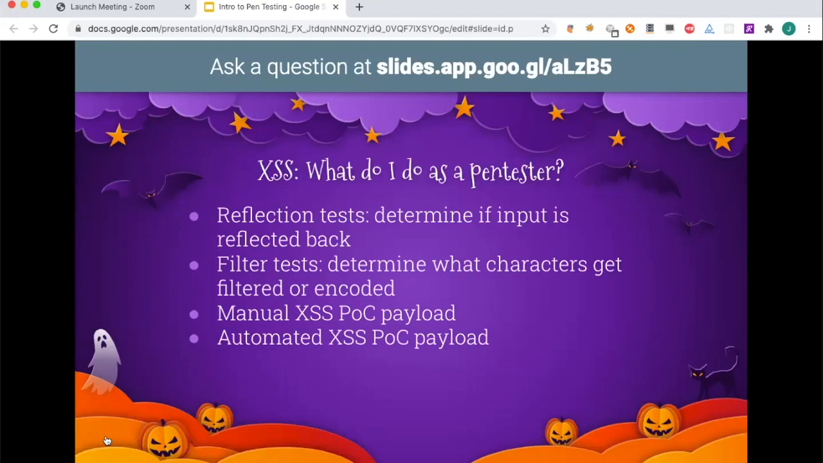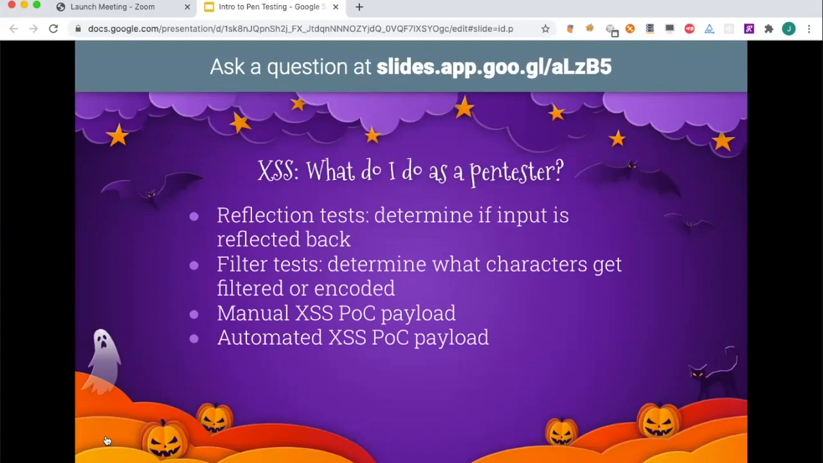You might have to put in an image source and then an on-error in the tag. So when it's looking for that HTML tag, that tag field, and it doesn't see what it's looking for, it goes to the error, and then the error has a payload. There's a lot of different ways you can do this. Filter testing is determining what characters get filtered or encoded. So you do your reflection test, you do your filter test, and you see what actually can go through.